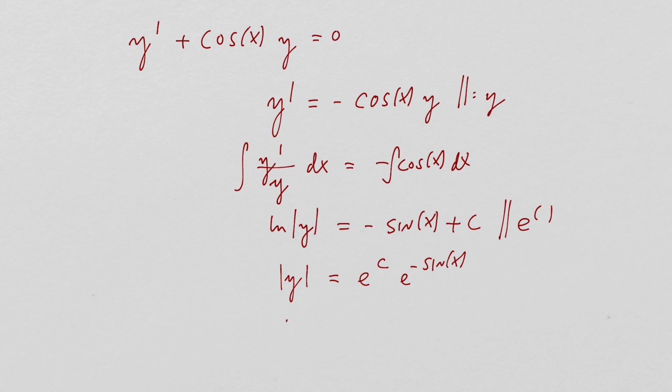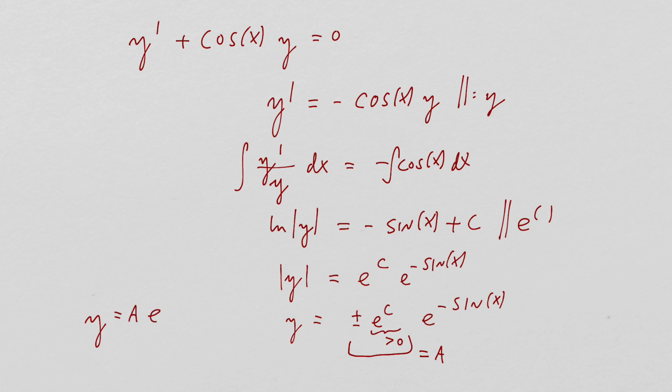Taking the absolute value out, we have that y is equal to plus or minus e to power c times e to power minus sine of x. Now here this constant is positive, but because of this plus or minus, the whole constant can also be negative. So let's denote this constant by some capital A. We got the solution. y is constant times e to power minus sine of x.